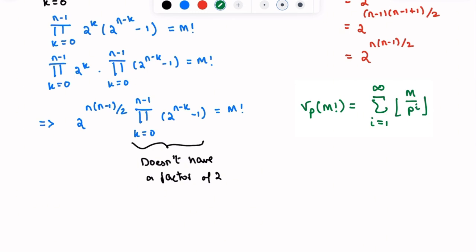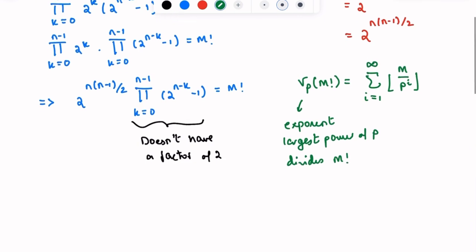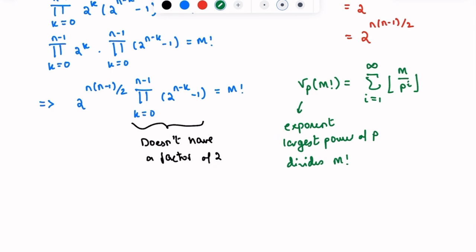Now what this tells us is it gives the exponent of the largest power of p that divides m factorial. Okay, so it's quite simple. It gives the exponent of the largest power of p that divides m factorial. Now, you guys probably have made the connection already.